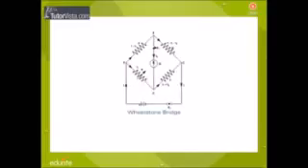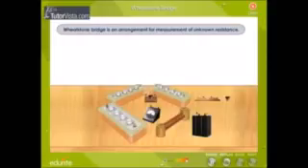AC/Wheatstone Bridge. Wheatstone Bridge. A Wheatstone bridge is an arrangement for measurement of unknown resistance. A Wheatstone bridge consists of 4 resistors of resistances P, Q, R and S connected together to form a quadrilateral or bridge ABCD.